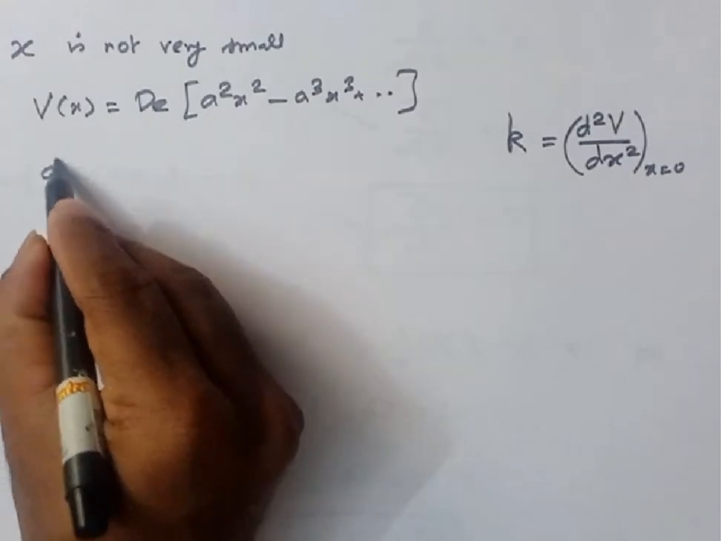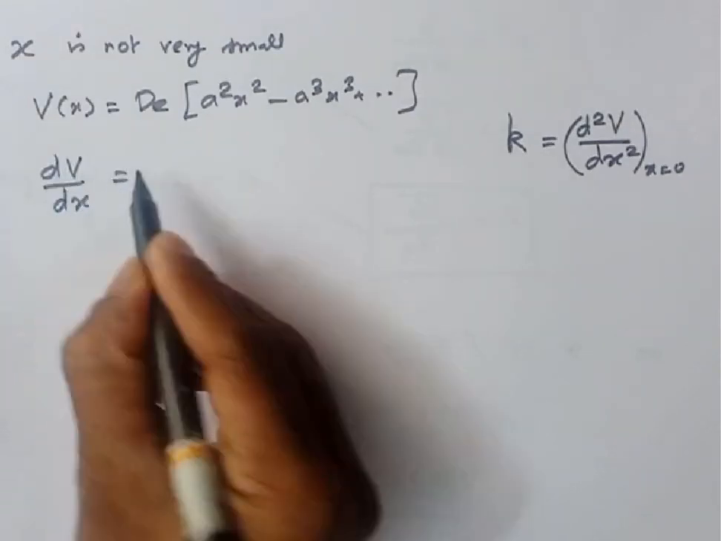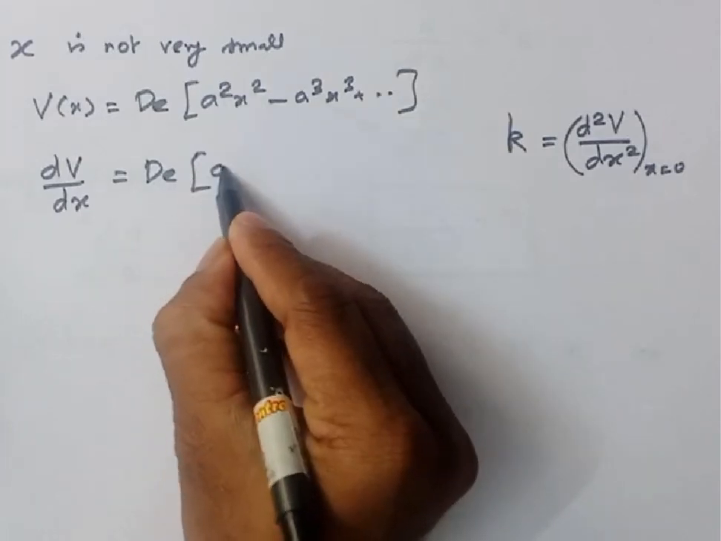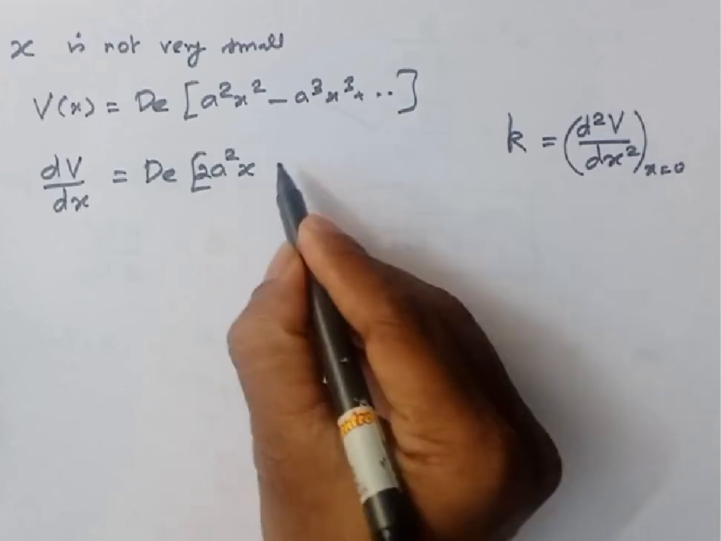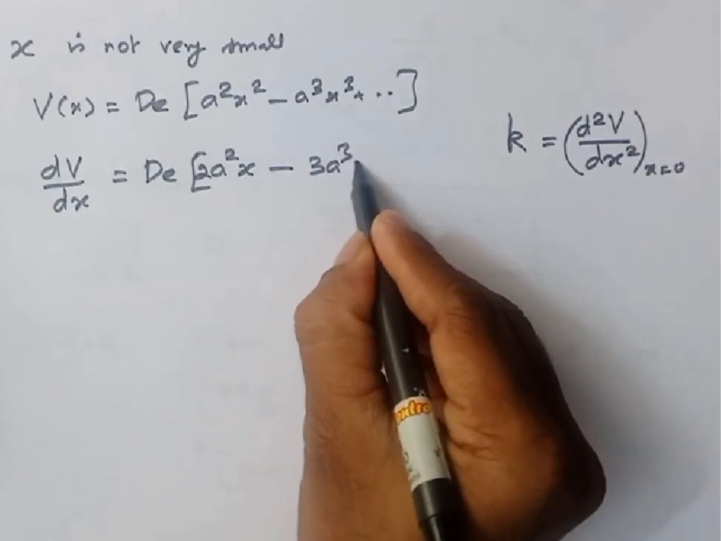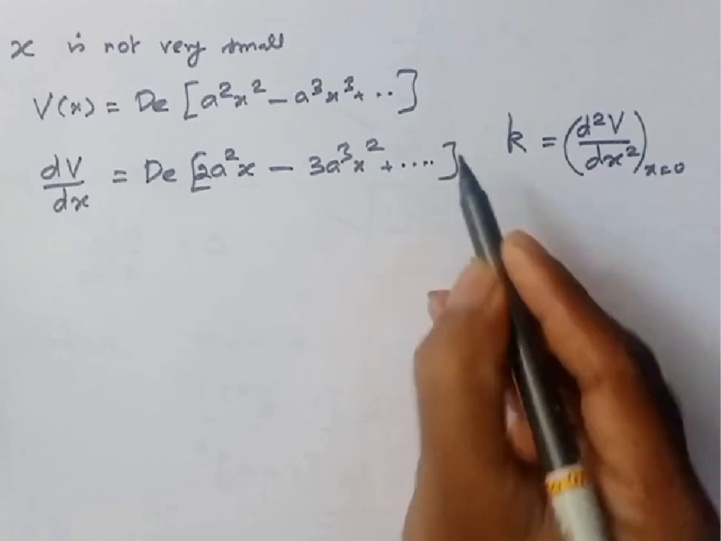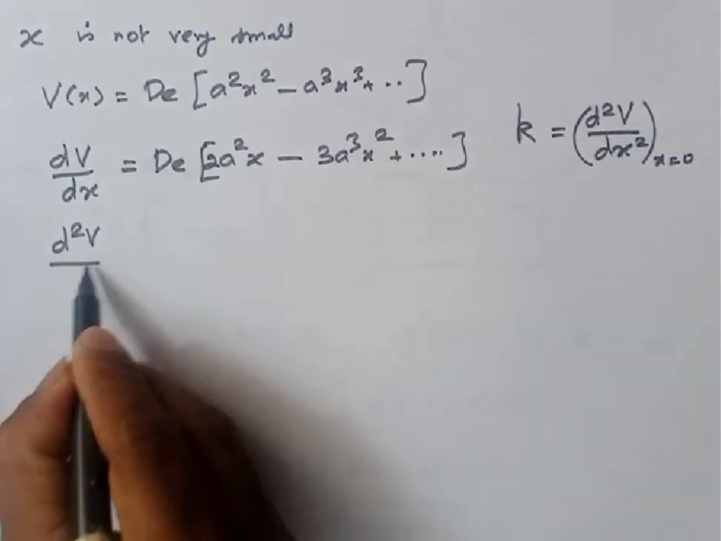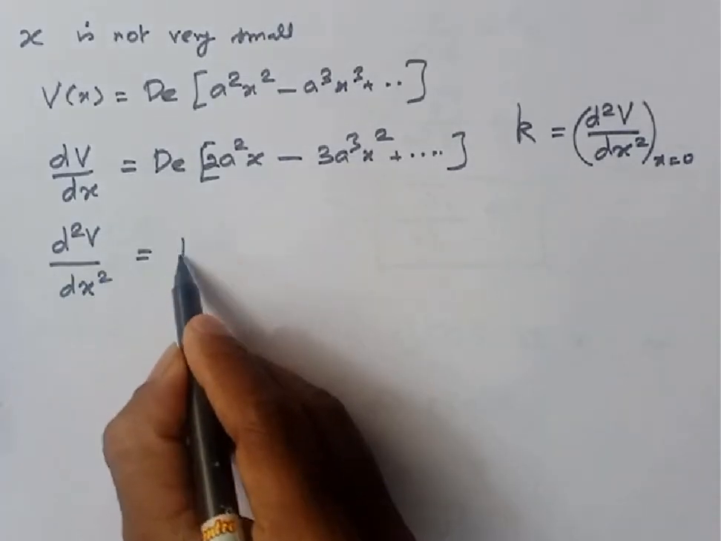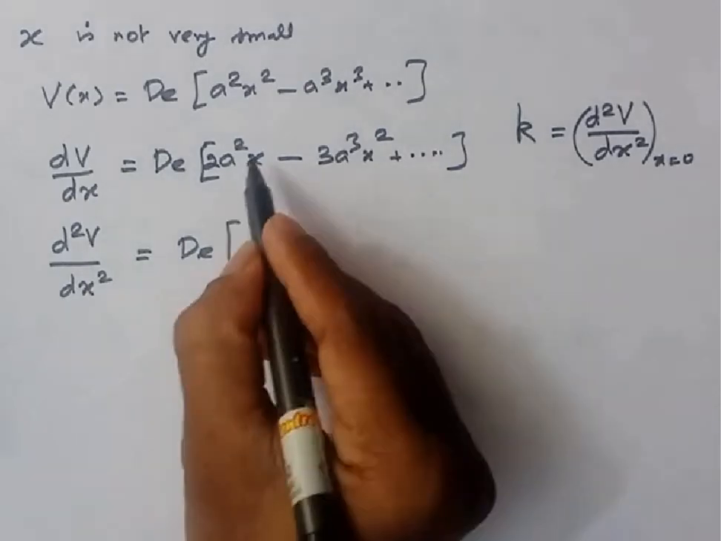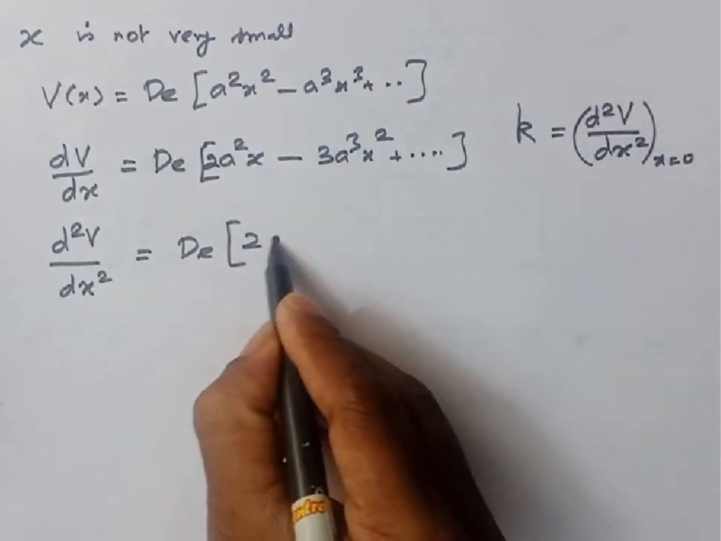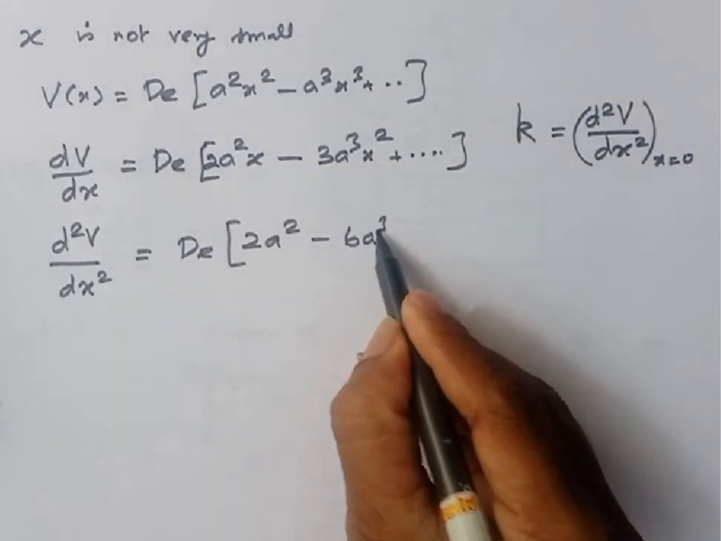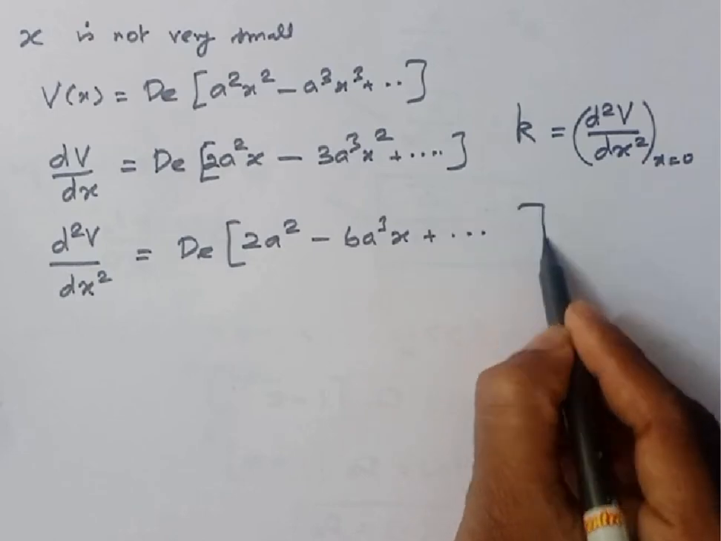Let me differentiate this once. dV by dx equals D_e into, if I differentiate this, 2a square x minus 3a cube x square plus etc., like that it goes. Then if I differentiate a second time, d square V by dx square, I'll keep D_e as it is, as it's a constant. If I differentiate x, it becomes 1, so I'll get 2a square. Then I'll get 6a cube x plus etc.